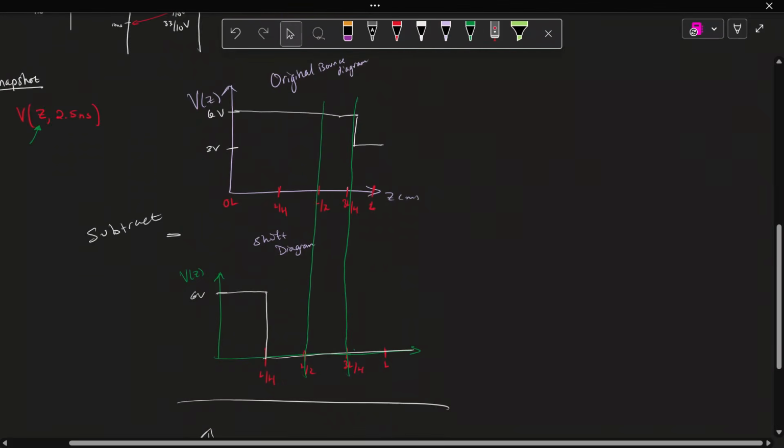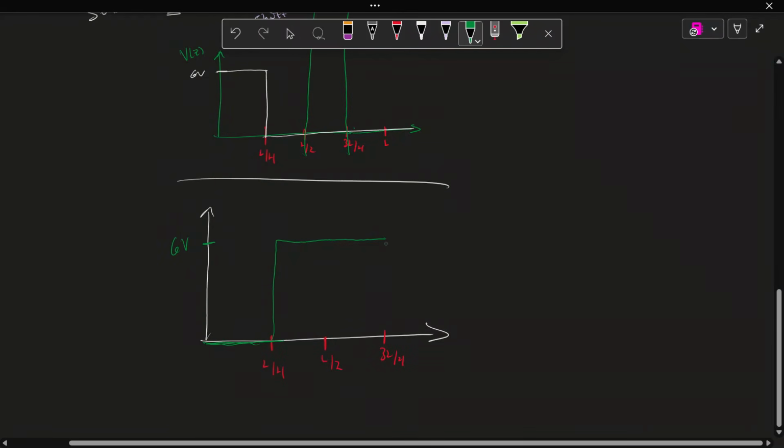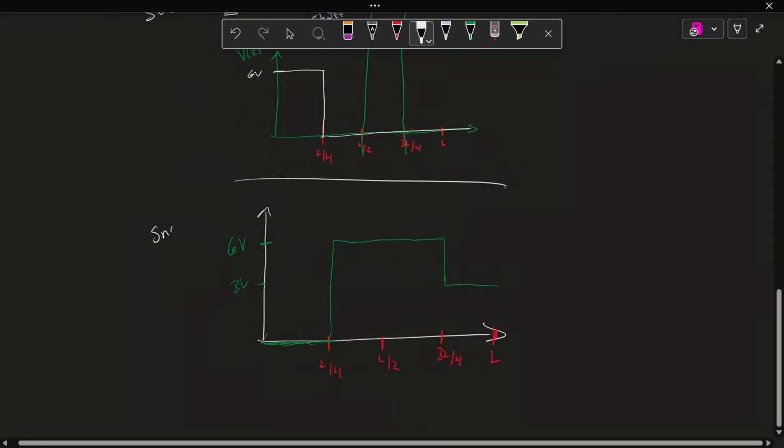And finally, we look at 3L over 4 to L. That's 3 minus 0, so we go down to 3. We'll make this 3 volts. It's arbitrary, you can pick whatever you want, as long as it makes sense, right? So L. And this is our final snapshot. So this is our snapshot here.